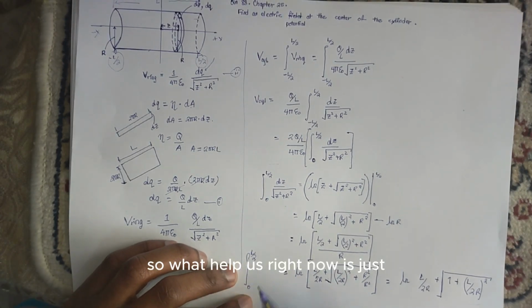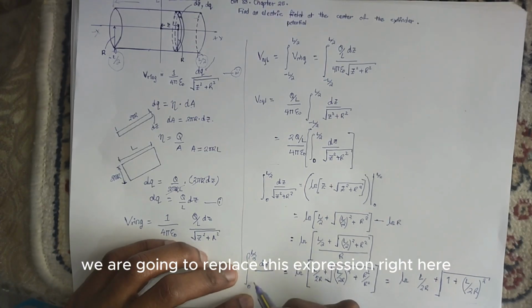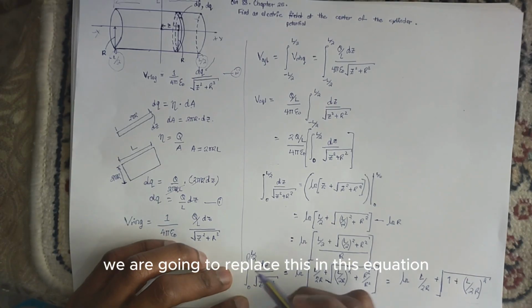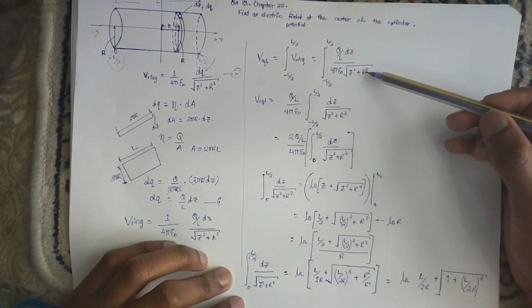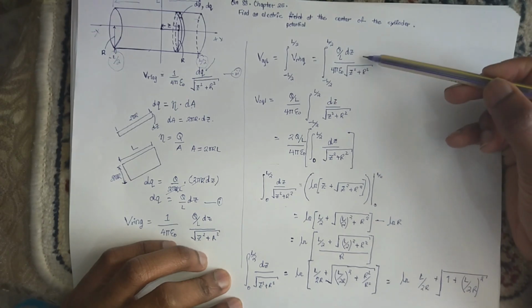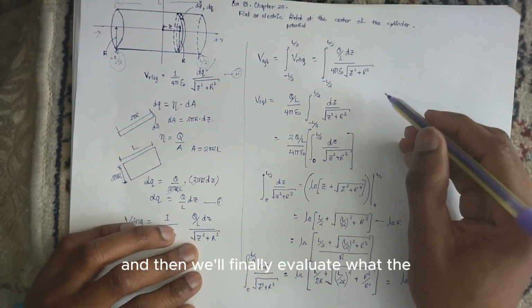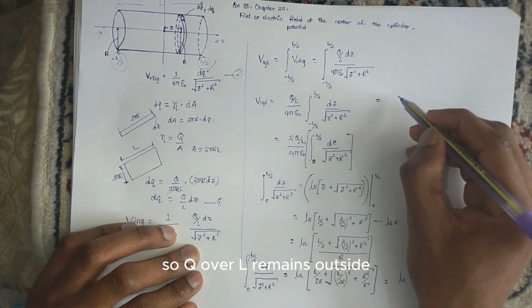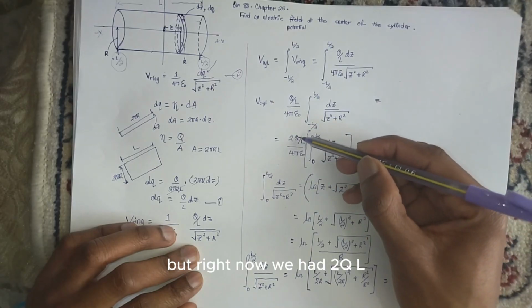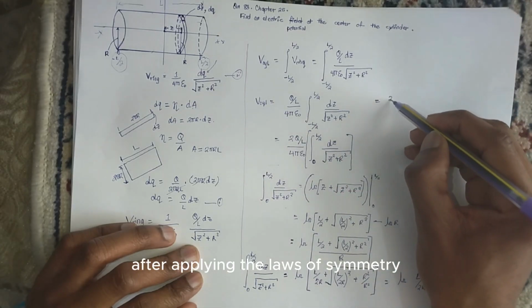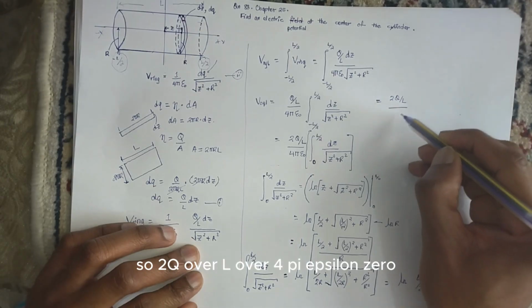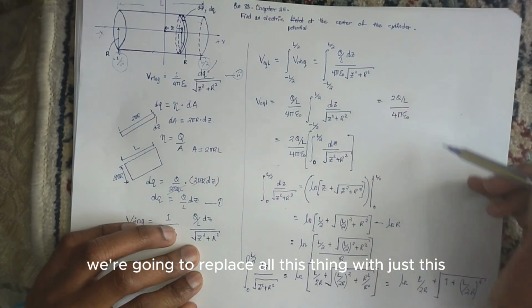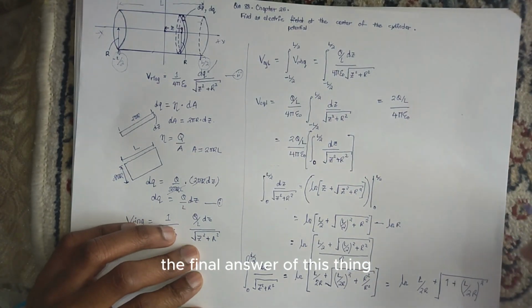So this whole thing right here turned out to be equal to this thing right here. What helps us right now is that we are going to replace this expression, the integral of dz over the square root of z square plus r square, in this equation right here, and then we'll finally evaluate V of the cylinder at the center. So let's enter it right here. Q over L remains outside, but right now we had 2Q over L after applying the laws of symmetry. So 2Q over L over 4 pi epsilon 0. We are going to replace all this with the final answer of this integral.